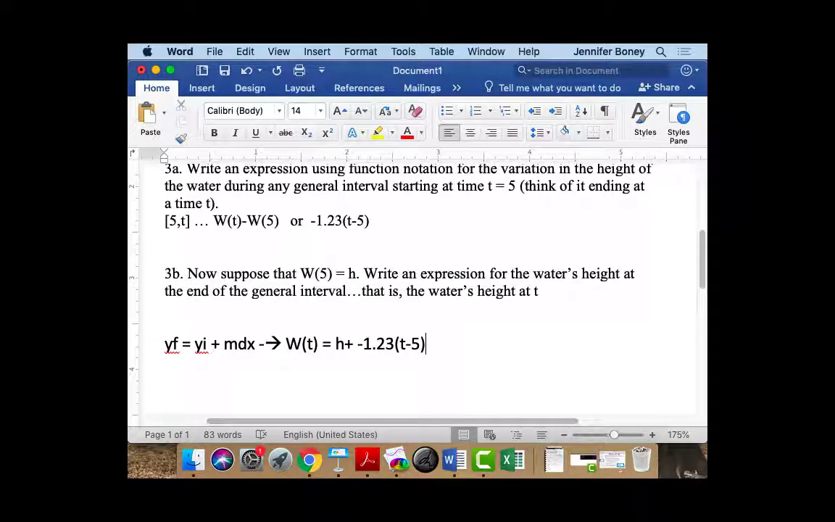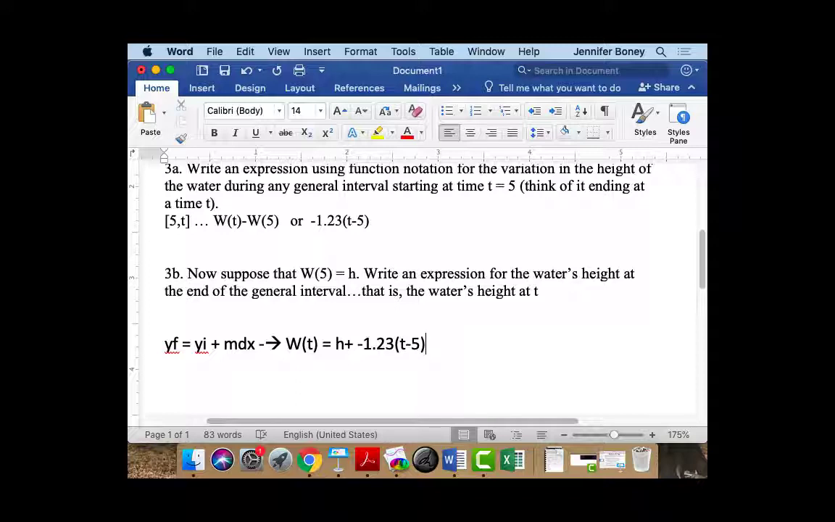So y initial plus m dx, with these more general values or parameters thrown in there, makes this look like a linear function. At any time t, this would give an expression for the height of the water. The h wouldn't change, but I could make it a different h for a different situation. The height at time 5 was a single number. But for all these different values of t, anything after time 5 that I want to pick, this would work. And in fact, even before time 5, this would work.